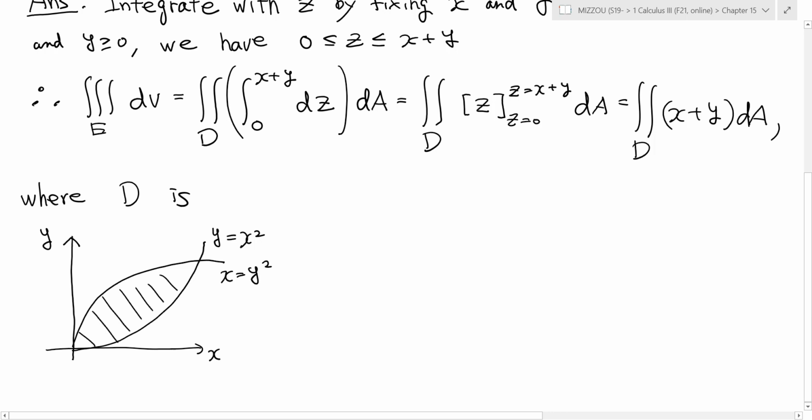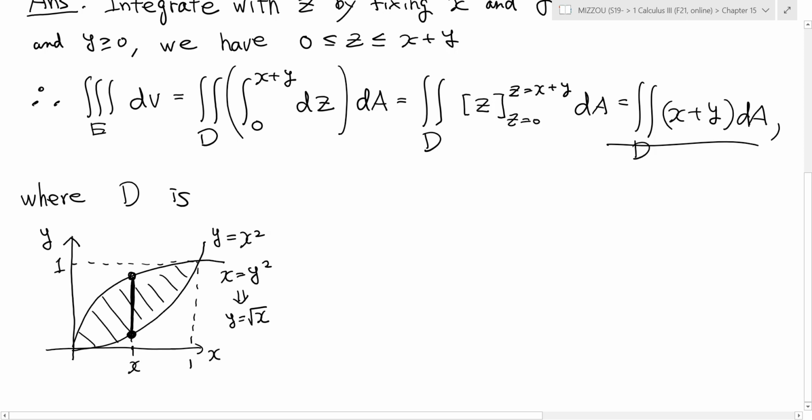So therefore, this is the region you want to integrate. And everything is symmetric between x and y, so it doesn't matter which variable you integrate first. So let's fix x, and let's integrate with y. And then the y value is from here, but you have to solve this for y. y is equal to root x. So y is from root x to x squared.